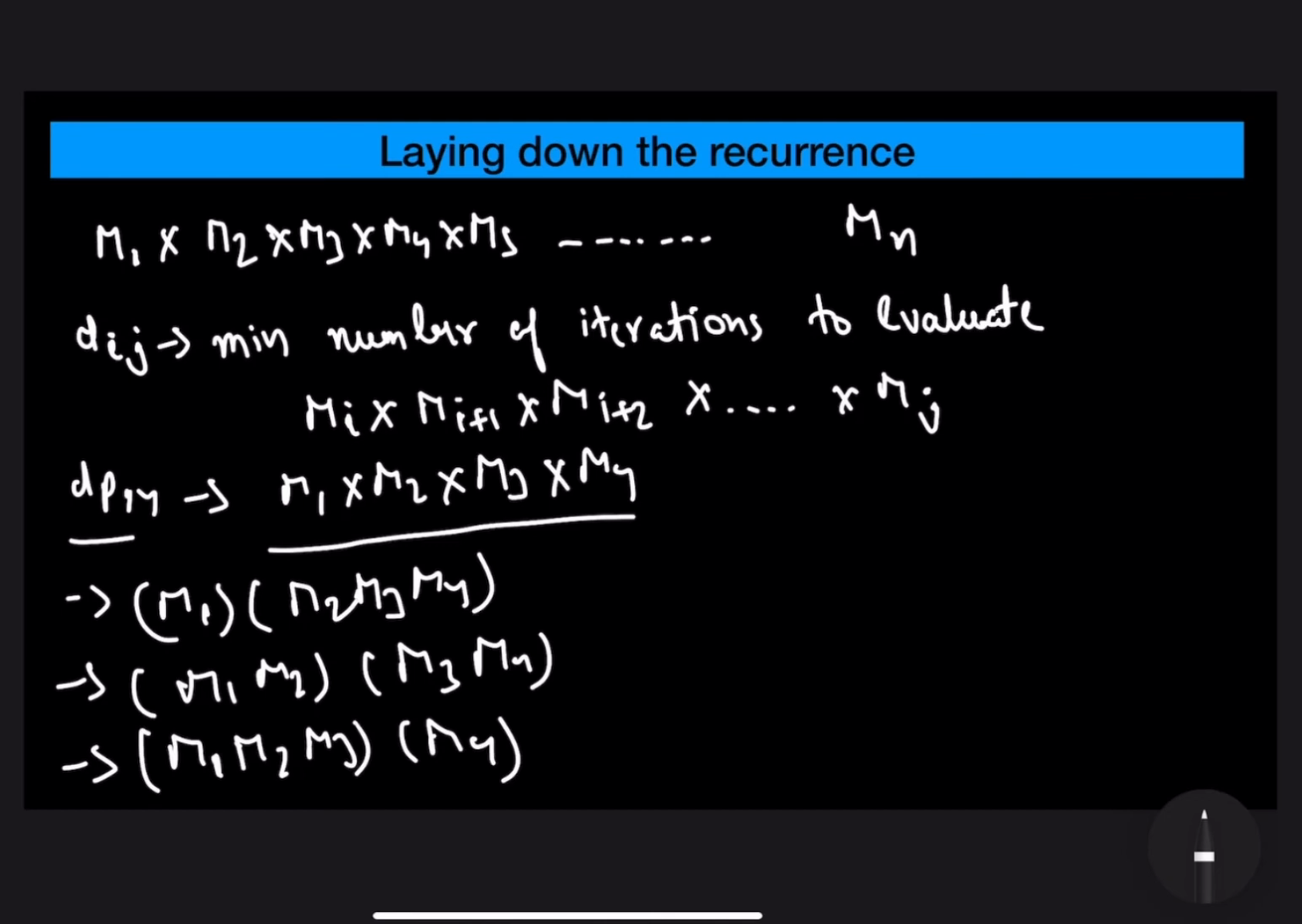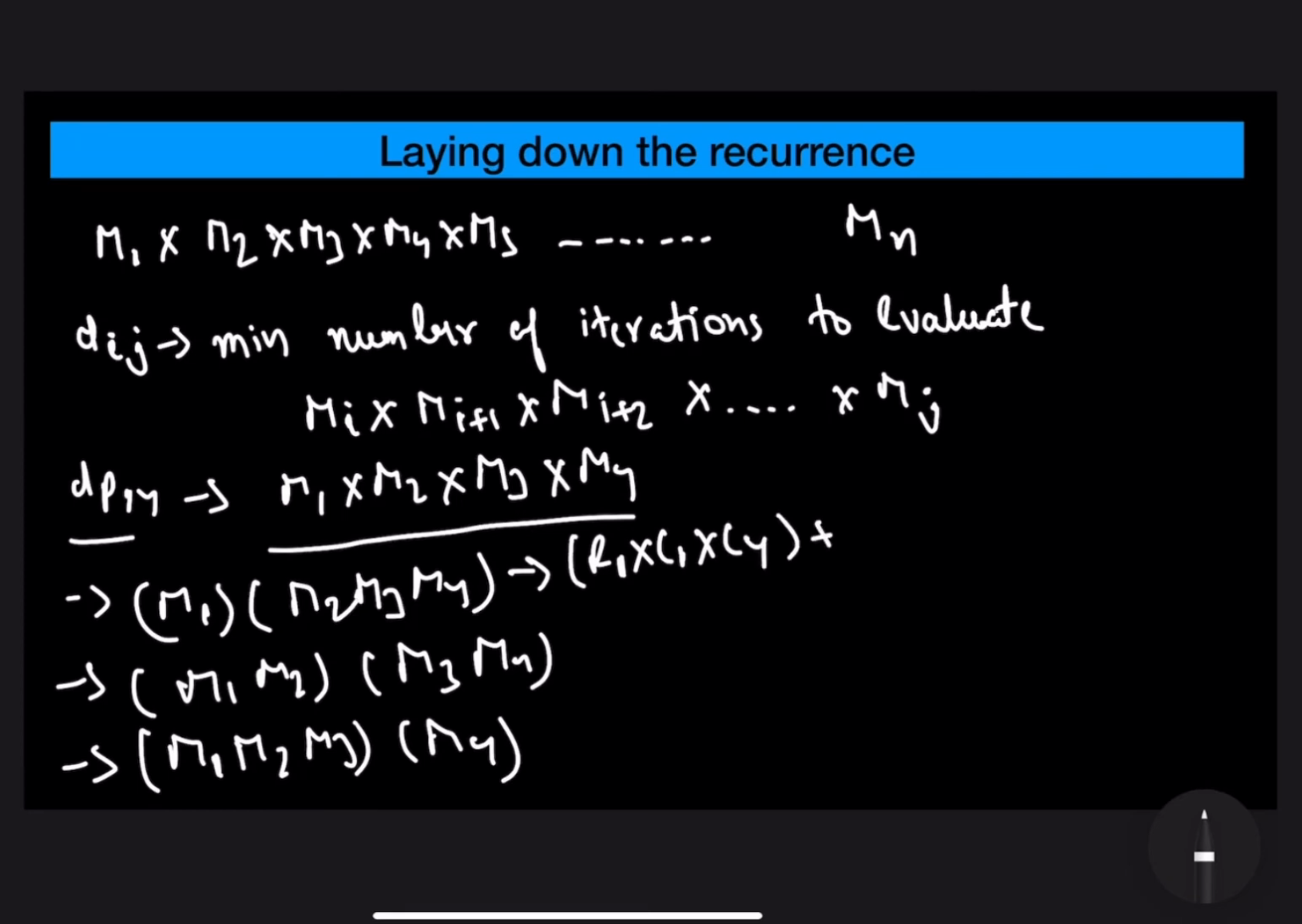Now let's try to understand why we have laid down these ways. If we have a look at this first expression, in order to multiply M1 with the resultant of M2, M3 and M4, the number of iterations that it would take is r1 into c1 into c4, from the property that we have discussed.